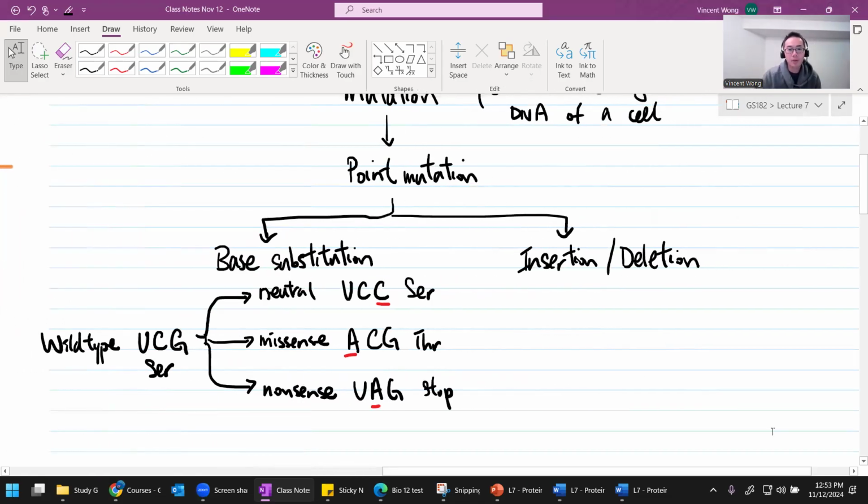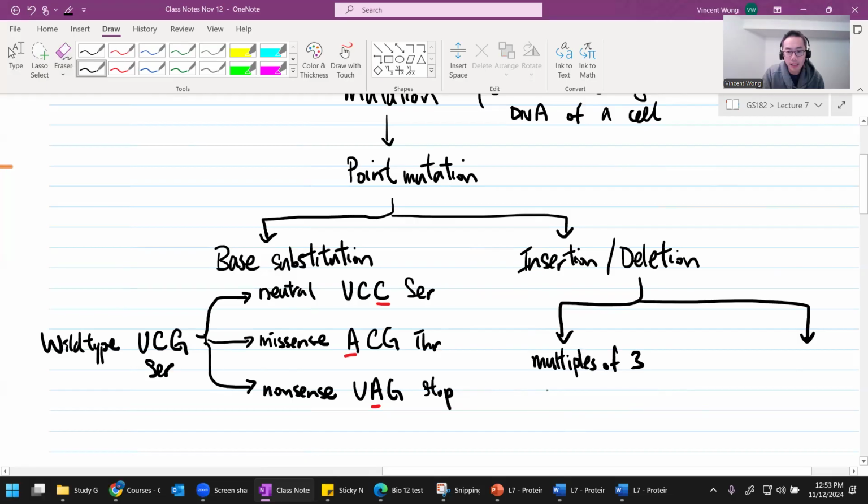Now we're going to talk about insertion and deletion. For insertion or deletion, we have two consequences. Okay. Insertion and deletion are exactly what they sound like. You are inserting extra nucleotides or you're deleting nucleotides from the sequence. So if you are inserting or deleting nucleotides in multiples of three, then you will end up having extra or missing amino acids.